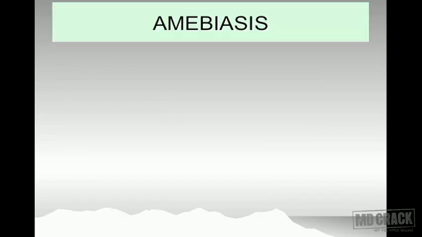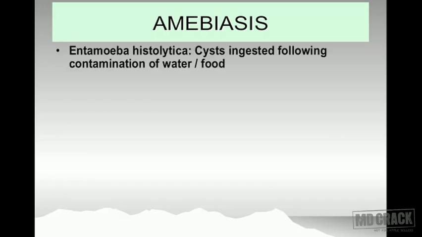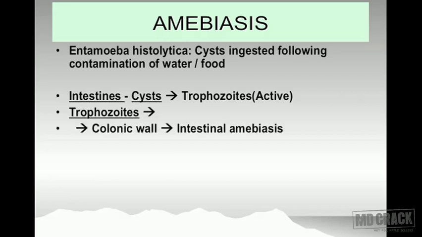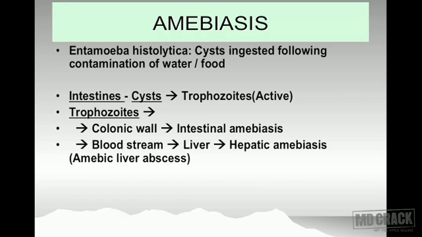Next we go on to consider the management of amebiasis. Amebiasis is caused by Entamoeba histolytica, and the cysts are ingested following the contamination of water or food. So the infecting substance which goes inside is the cyst. They remain in the intestines and the cysts are not producing any disease. The patient remains asymptomatic. The cysts become active when they get converted into trophozoites, and the trophozoites start invading the colonic wall and lead to the manifestations of intestinal amebiasis.